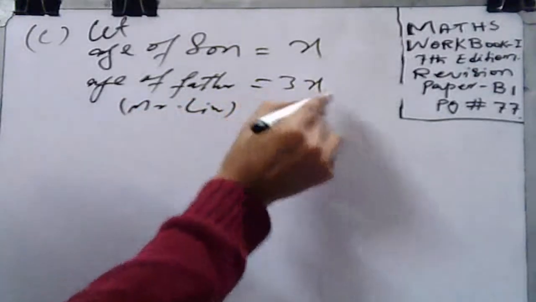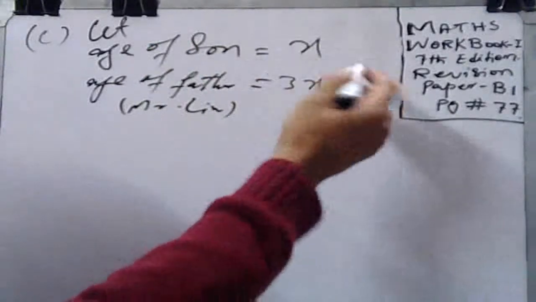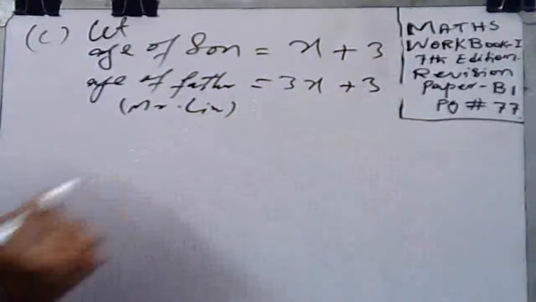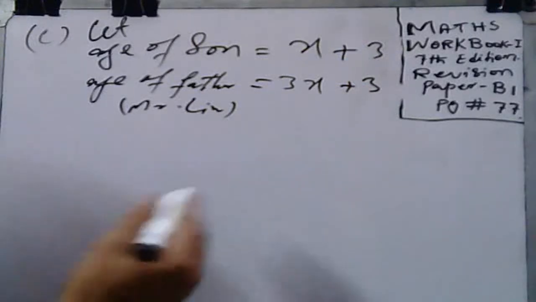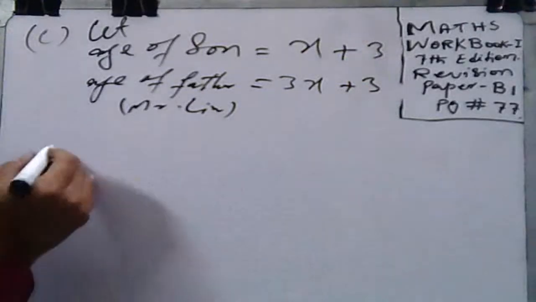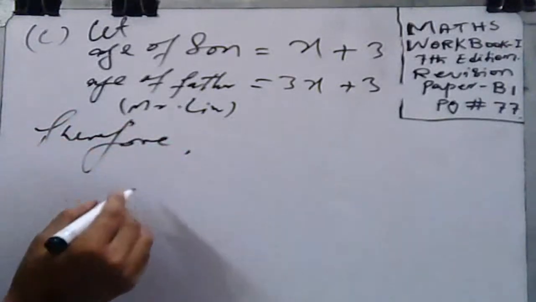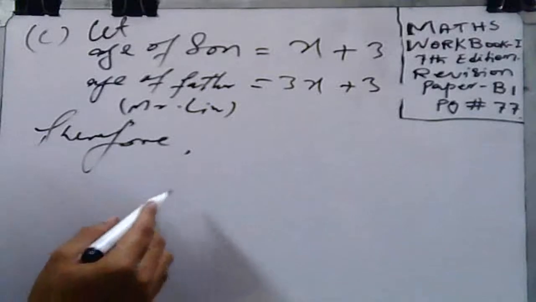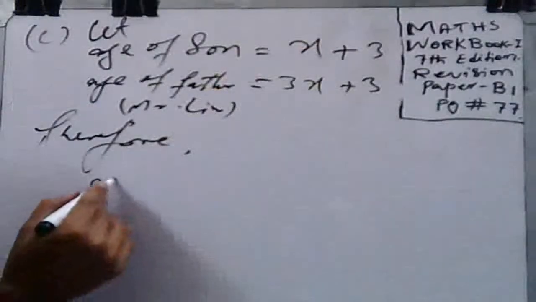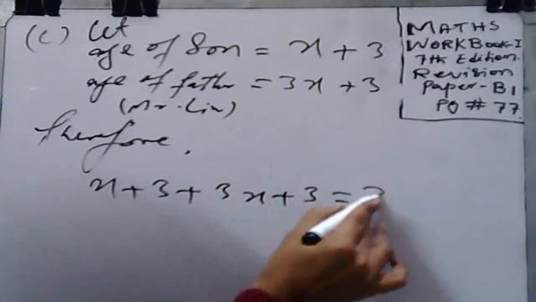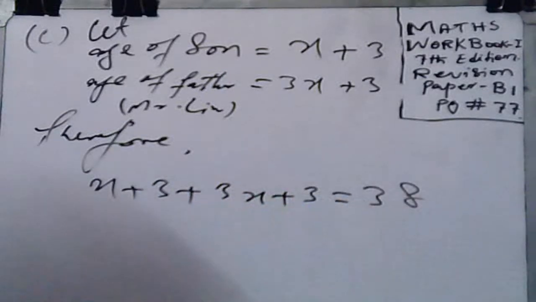So that is 3 times 3x, but in 3 years time, present time, so it means plus 3. You should add plus 3 here because it is the given condition. So therefore you can write the sum is equal to 38. So the sum of their ages, that is x plus 3 plus 3x plus 3, is equal to 38 years.